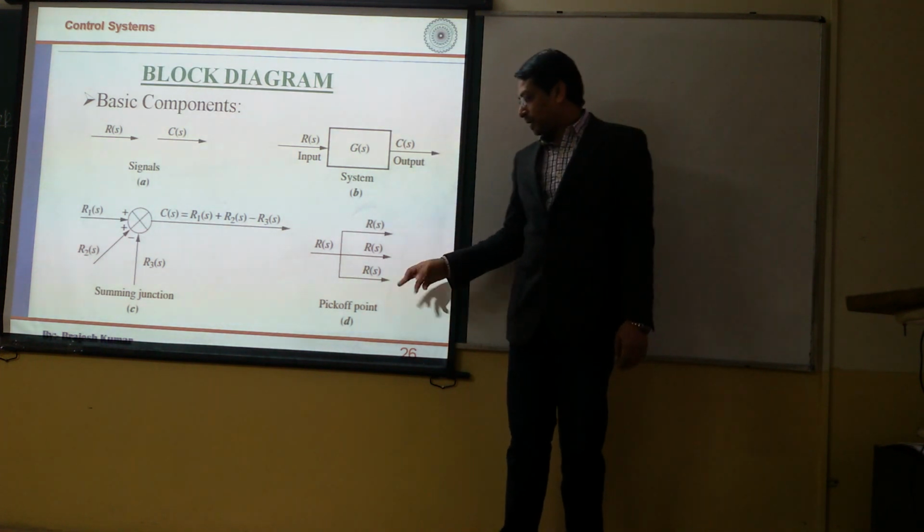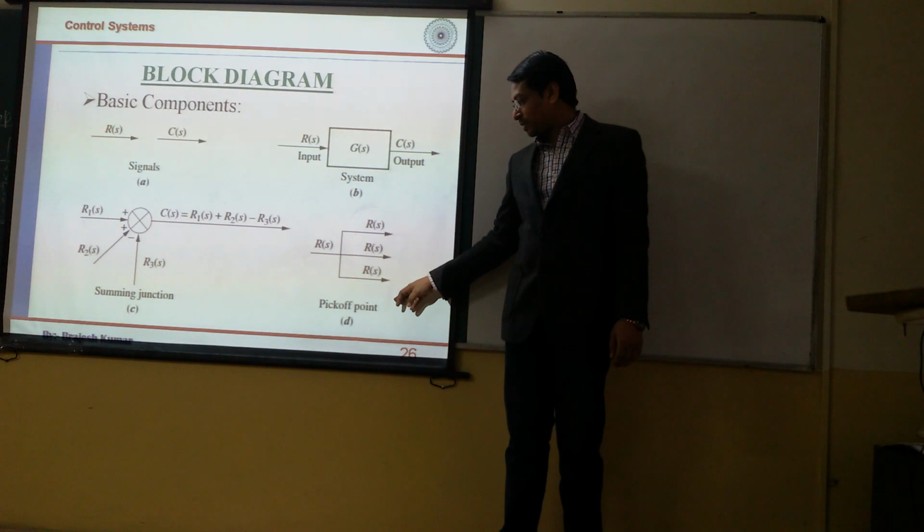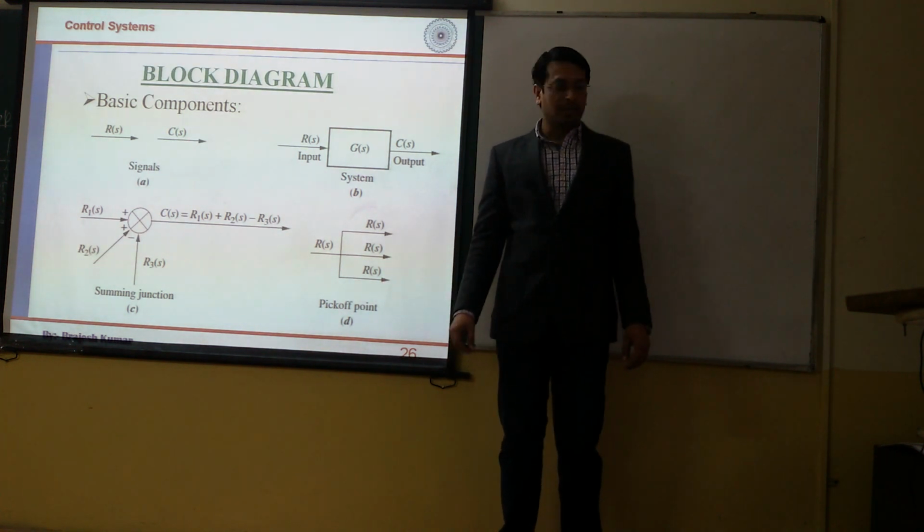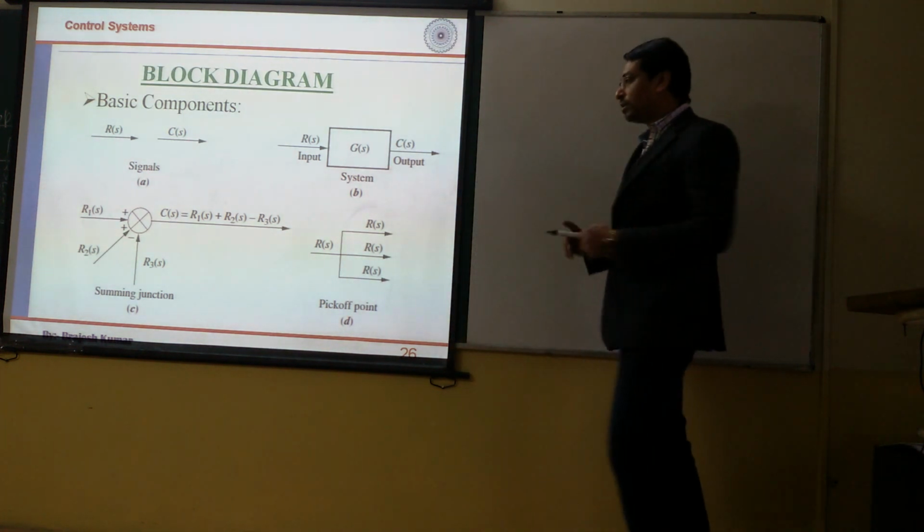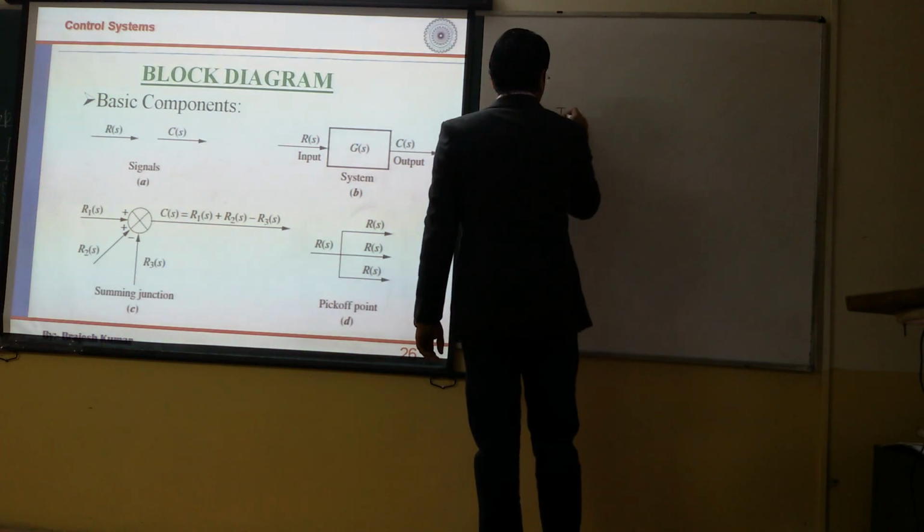And last, the fourth component is your pickoff point, or alternatively it is also known as takeoff point.